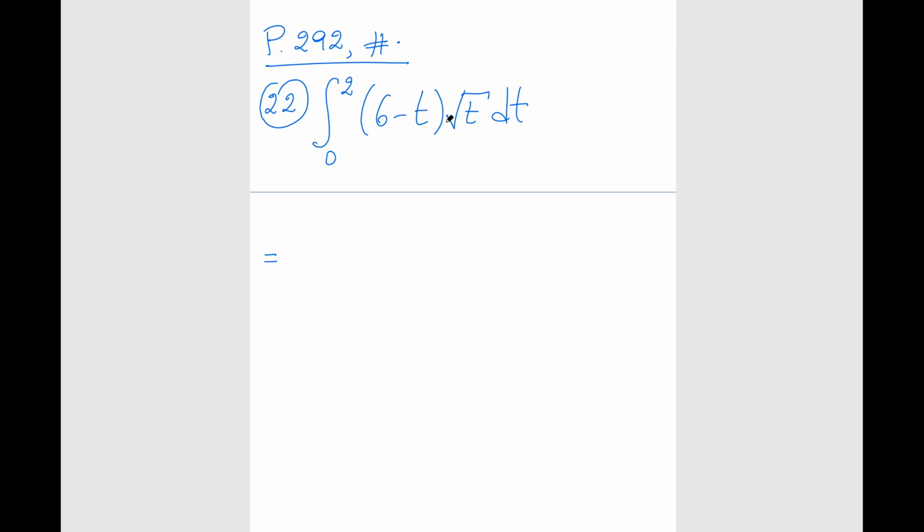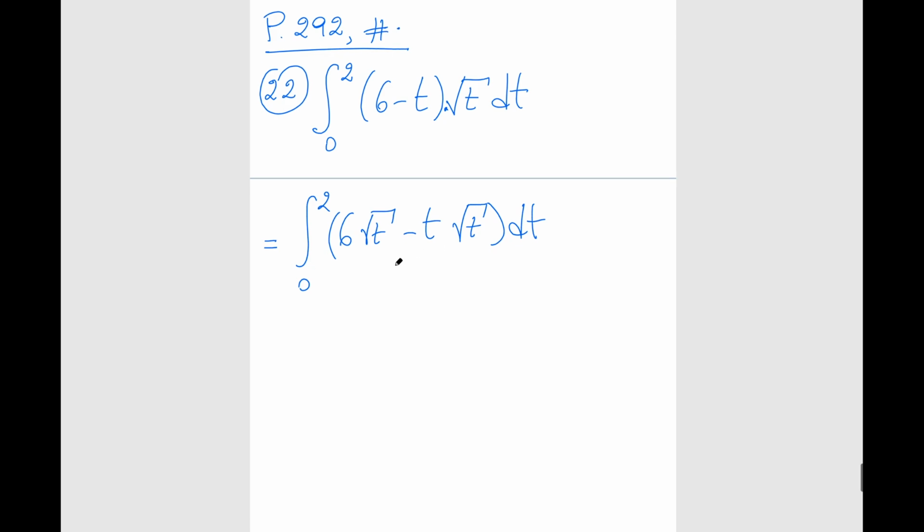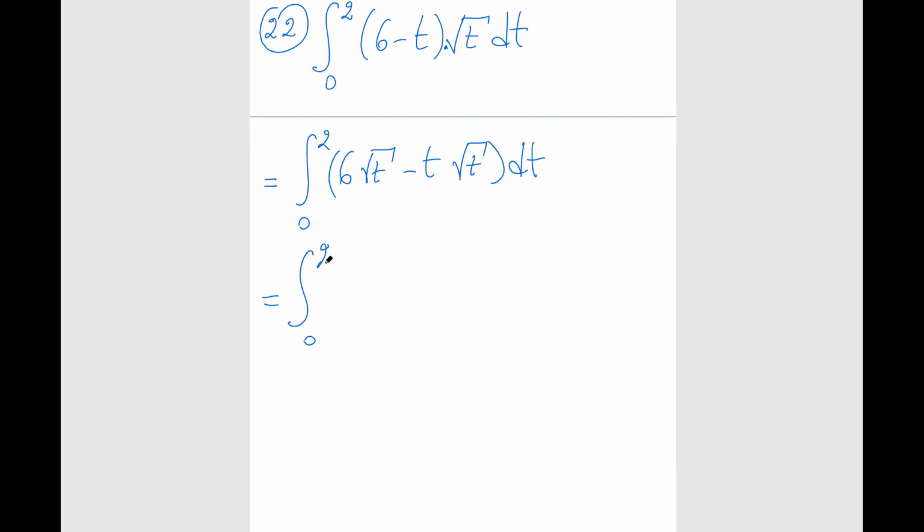How about we distribute the multiplication over the subtraction and then split the integral? It's going to look like 6 square root of t minus t square root of t. So this becomes the definite integral of a difference, and that is the difference of the definite integrals of each one of them. So minus the integral from 0 to 2 of t square root of t dt.